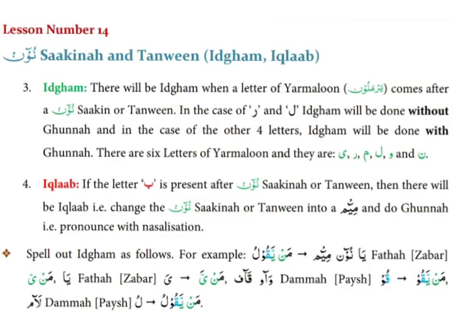Now you have to read the rest of the lines by yourself. Now let's read the next rule. The next rule is iqlab. If the letter ba is present after noon sakin or tanween, then there will be iqlab, that is, change the noon sakin or tanween into a mim and do gunna, that is, pronounce with nasalization. Let me show you the example. It is very easy because there is only one letter in this rule.